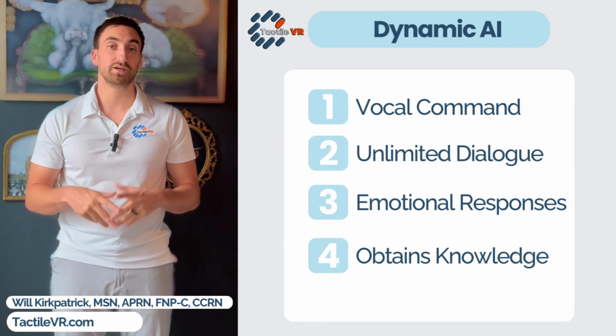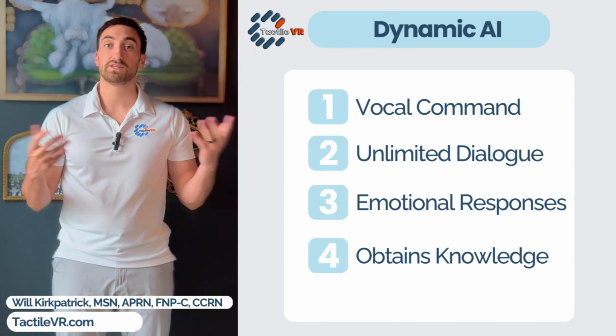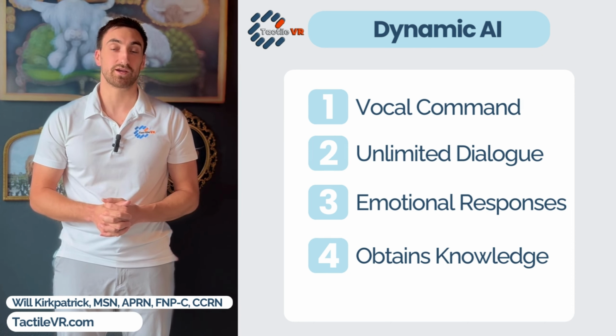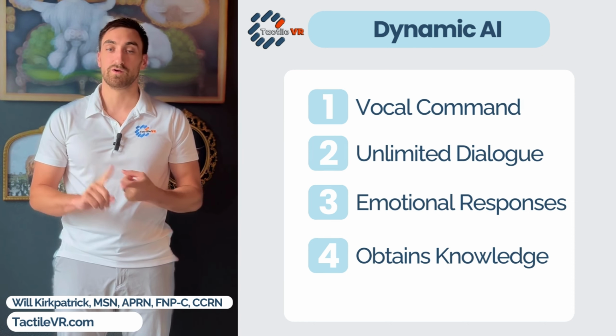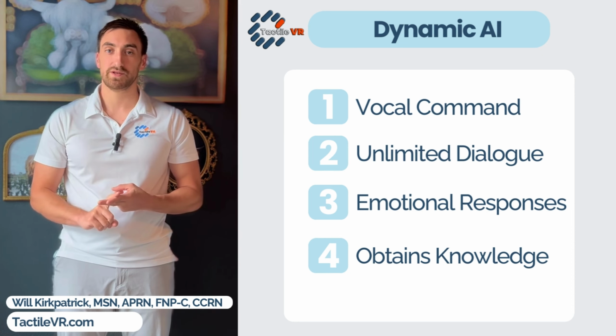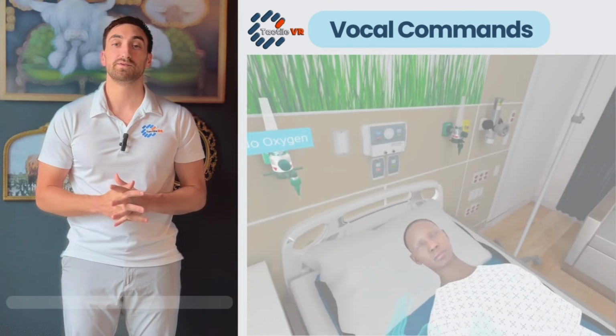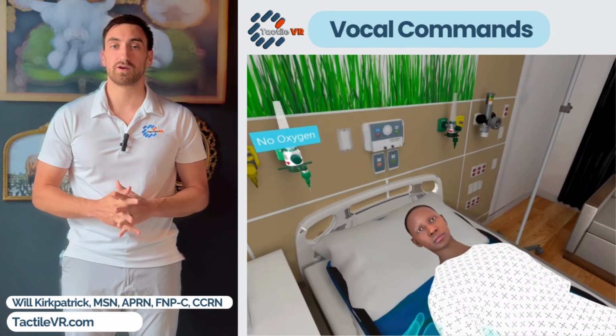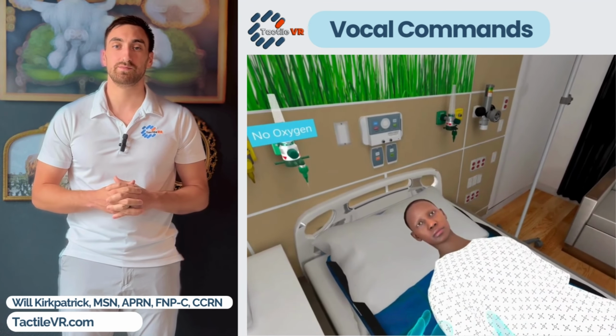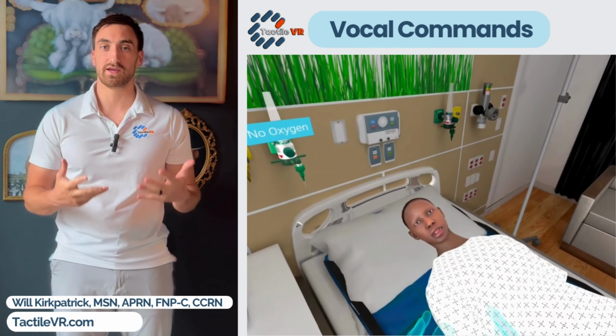Tip top. So once again, we're going to explain everything you just saw there in that video. But to summarize what AI characters are capable of, they are vocal command, unlimited dialogue, emotional responses, and have the ability to obtain knowledge. All right, so now let's get into vocal commands. What does that actually mean when you're interacting with a dynamic AI character?